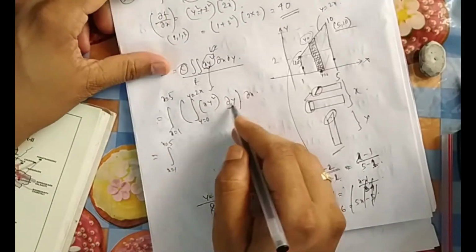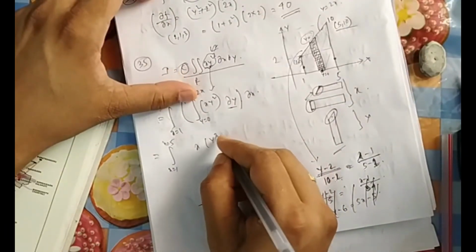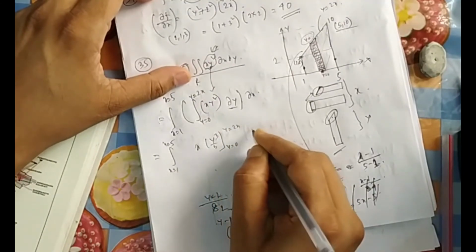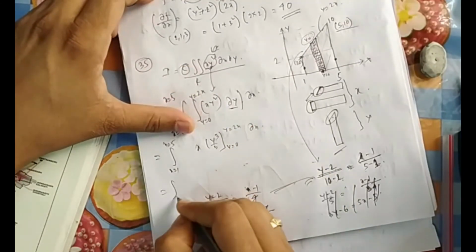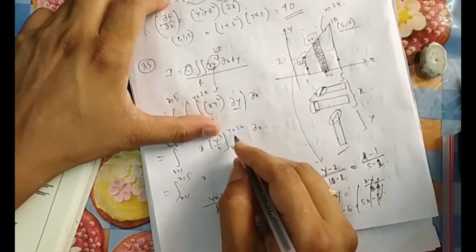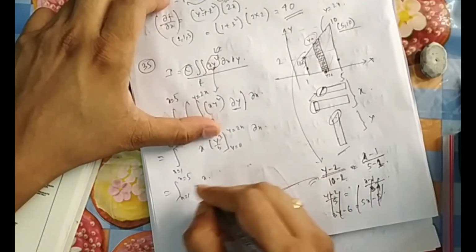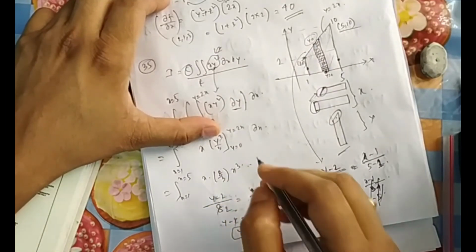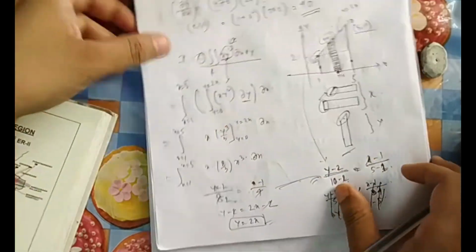What will be there with respect to y? x is constant, so it will be y cube by 3, from y equal to 0 to y equal to 2x, dx. Integration becomes easy. This will be 8x cube by 3, or you can write 8 by 3 then x cube dx. So let me go to the next page.